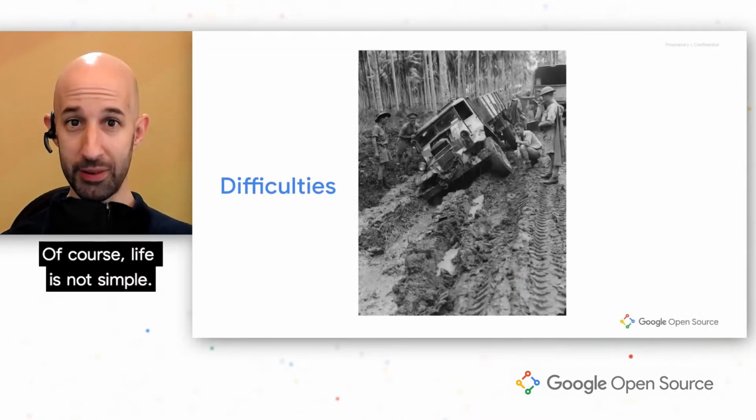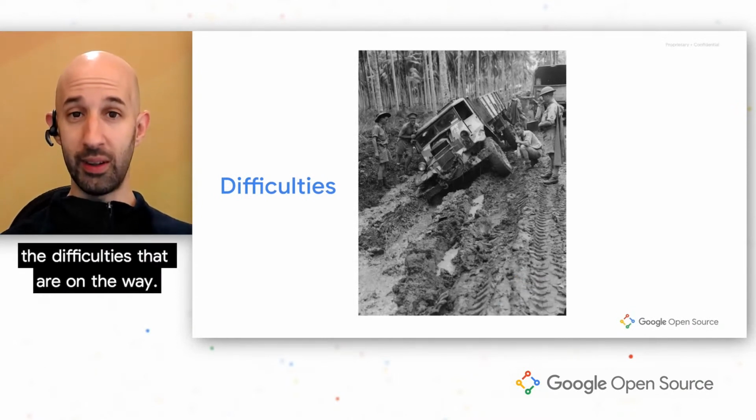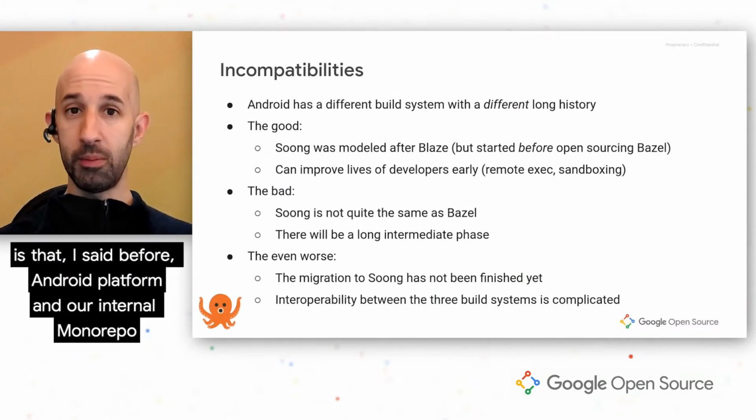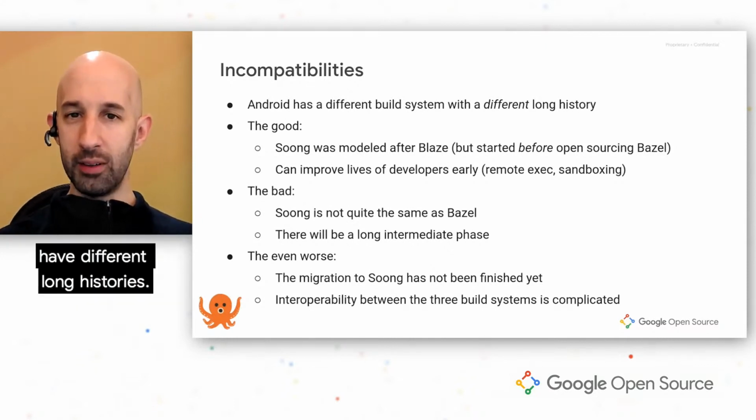Of course, life is not simple. The next few slides will be about the difficulties that are on the way. The root cause of almost all the difficulties there are is that, as said before, the Android platform and our internal monorepo have different long histories.